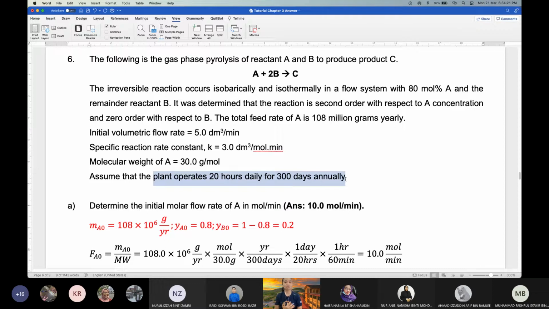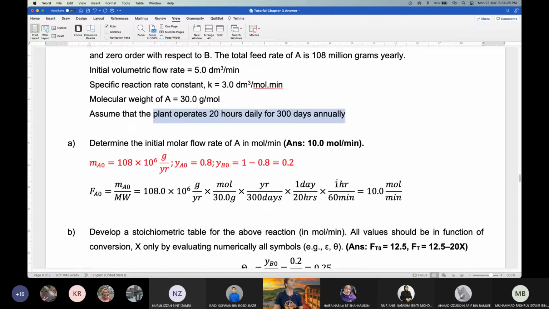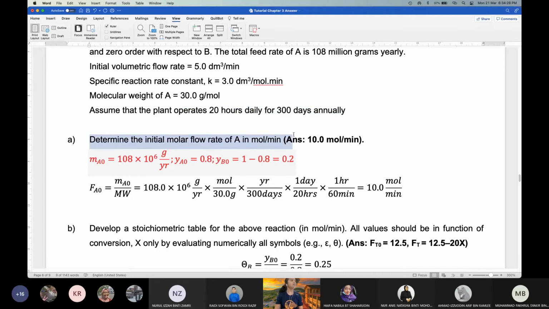Okay, so what do we do with this information? It's fine, let's first see what the question wants. So the question says, determine the initial molar flow rate of A in mole per minute. So it wants us to find the molar flow rate of A initially. It wants us to find FA0. Okay, first of all, it has also told us the unit of FA0 must be mole per minute. Basically, whatever you have, the final answer must be in mole per minute.